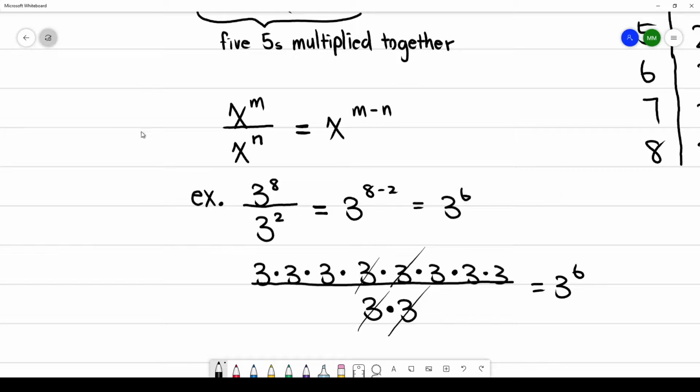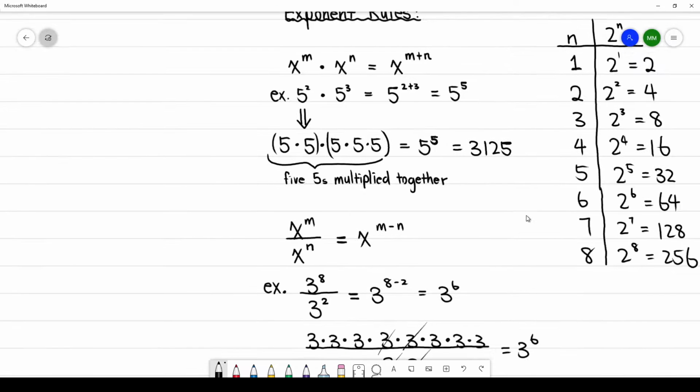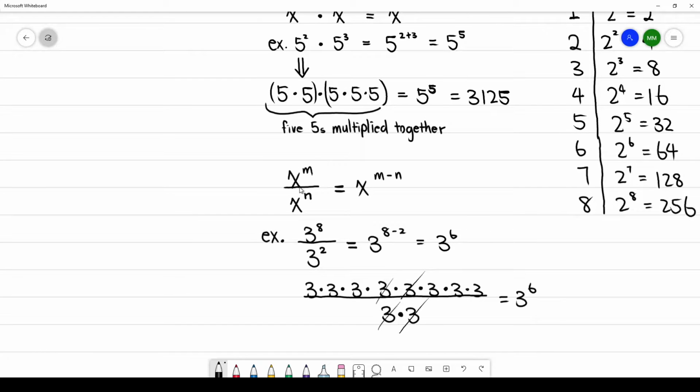Like 6 divided by 2, that's equal to 3. That's less than 6. So division makes the number smaller. Okay, so you've got x to the m times x to the n is x to the m plus n. And then the second one is x to the m divided by x to the n is equal to x to the m minus n.